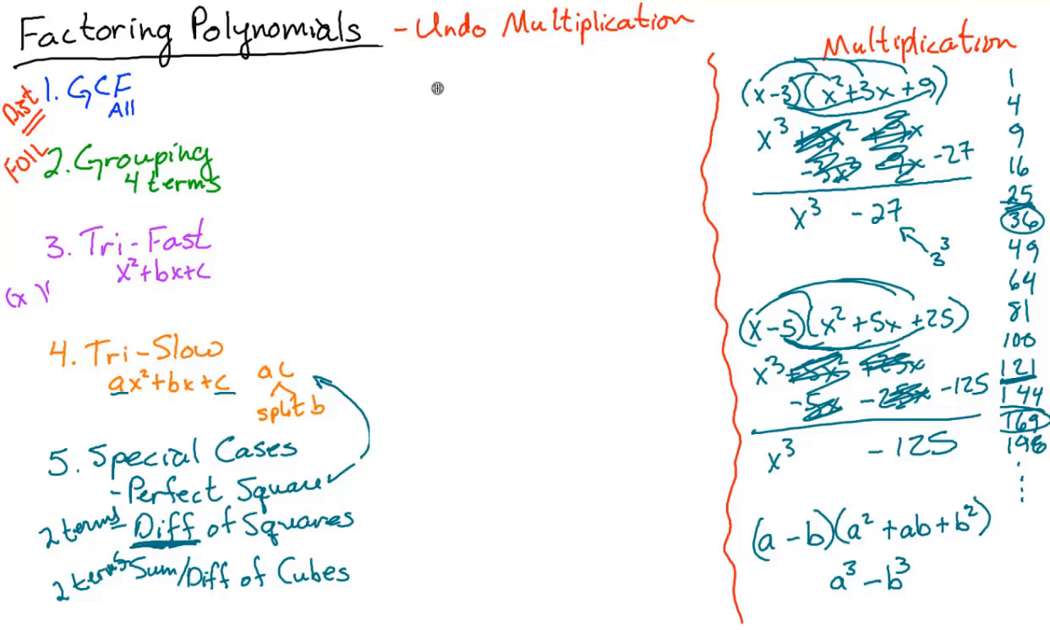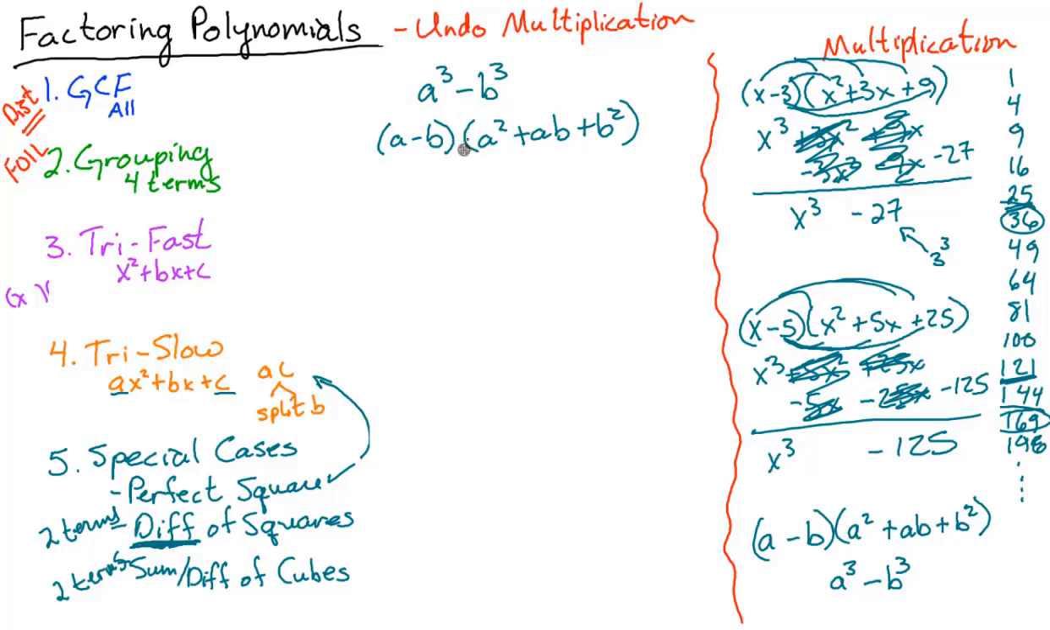So this is how you go backwards. If you have something that is a difference of cubes, it's going to break up into a minus b, a squared plus ab plus b squared. This looks very close to a perfect square trinomial, this special case right here, but it is not because it does not have a 2. So usually this guy doesn't factor out. But if you see a difference of cubes, this is how you will break it up.